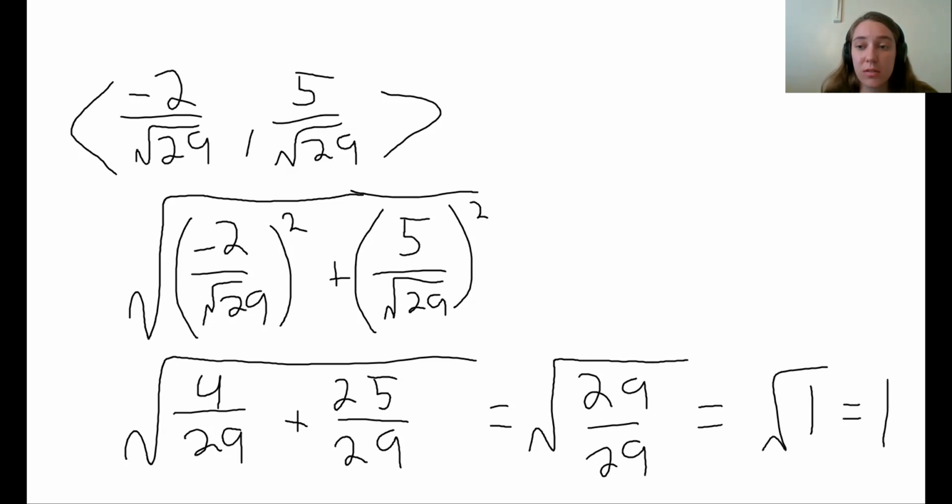The magnitude is 1. So whenever you're trying to find the unit vector, you find the magnitude and just divide your vector by that magnitude. And it will scale your vector to have a magnitude of 1, which will be your unit vector in the direction of your original vector.